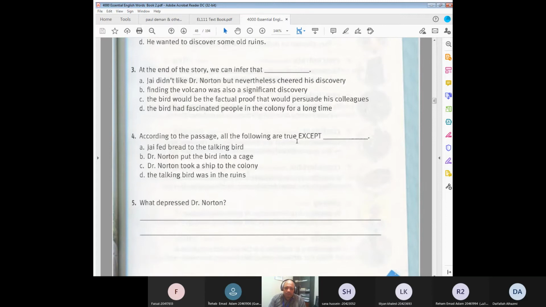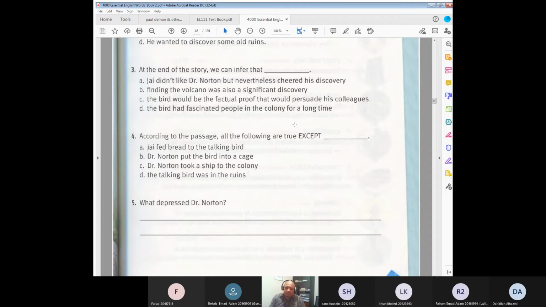At the end of the story, we can infer that. Infer means conclude, يعني تطلع بنتيجة يعني. So at the end of the story, we can infer that the bird would be the factual proof that would persuade his colleagues. Yes. So you know what a proof is. Proof is evidence, dalil. Factual means based on facts.